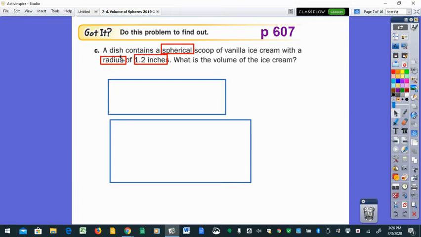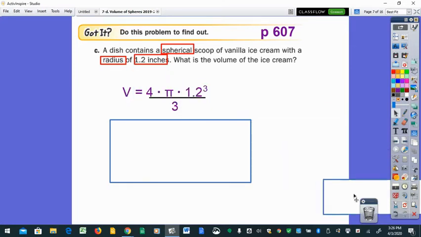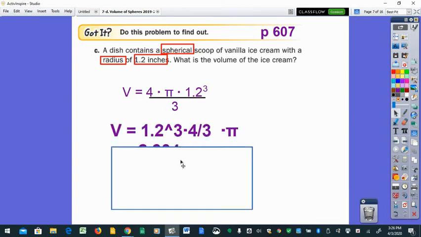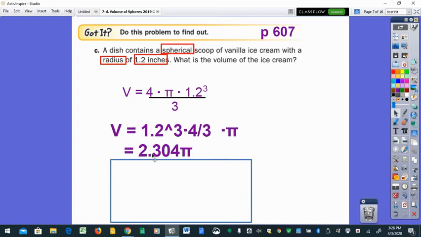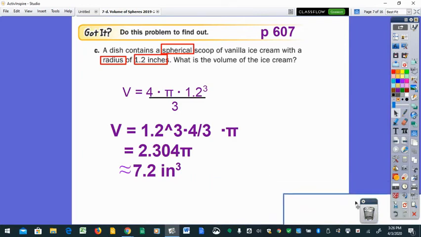Okay, they gave us a radius that makes us happy. So our volume is 4/3 times pi times that radius of 1.2 to the third power. In the calculator, 1.2 cubed times 4, divide it by 3 and hit enter, and you will see 2.304. Now multiply it by pi, and it's about 7.2 inches cubed. Don't forget your units, and don't forget your exponent.